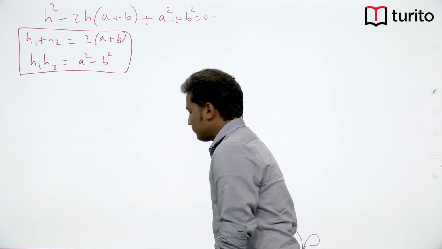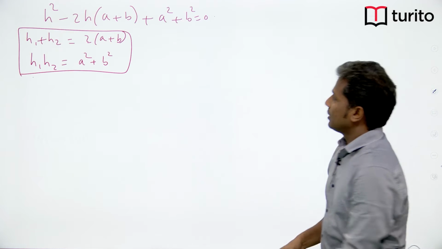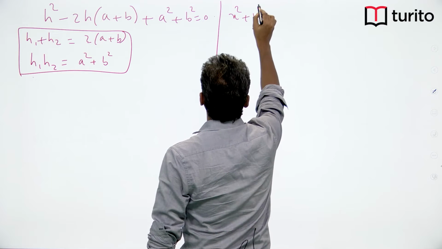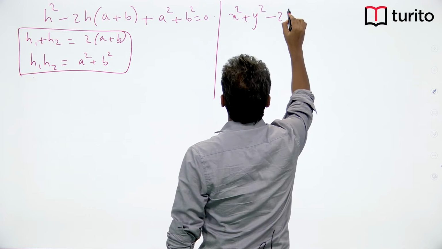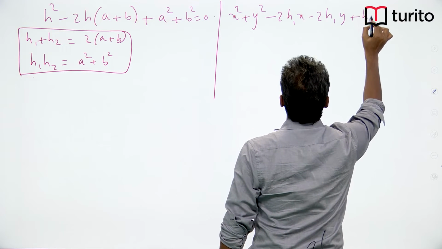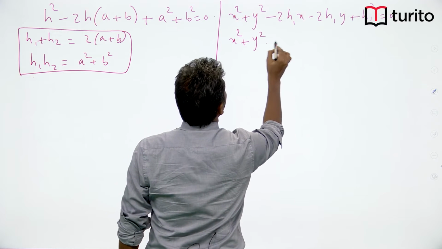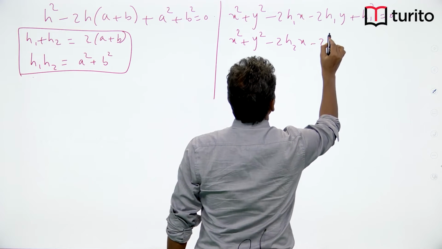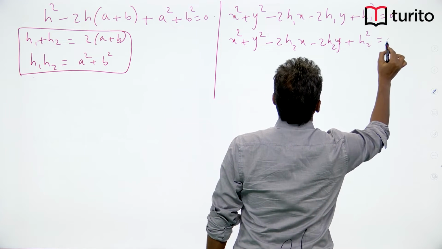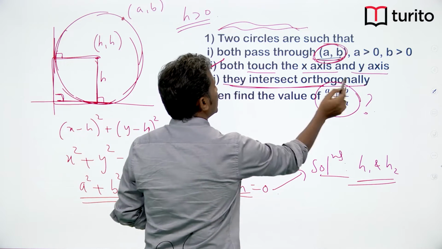Okay. Now, if we look at the equation of the circle here, the circle was looking like this. Now, if I take two circles, my first circle will look like this: x square plus y square minus 2h1x minus 2h1y plus h1 square. This is my first circle, and if I write the second circle, it will have h2. Okay. Now, third data, it says they intersect orthogonally.